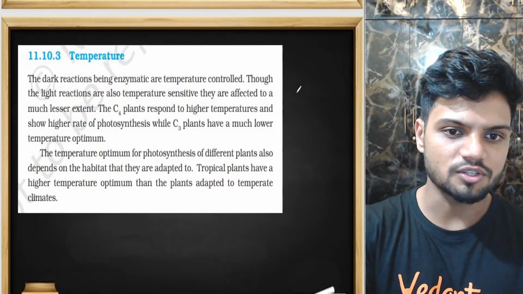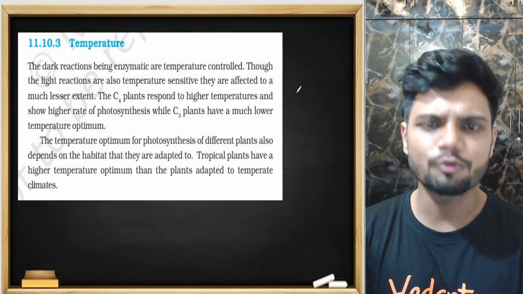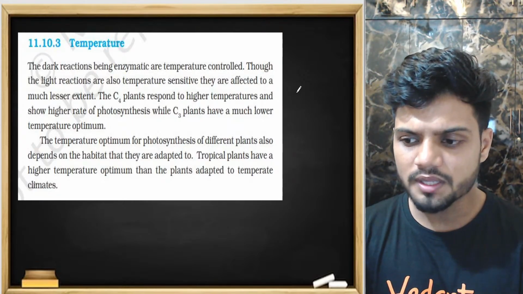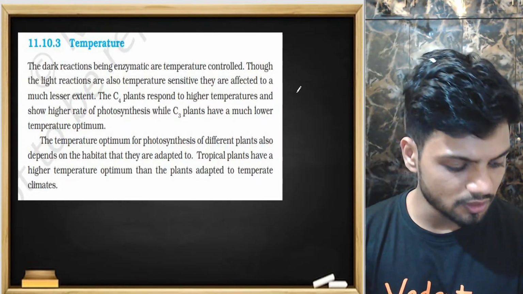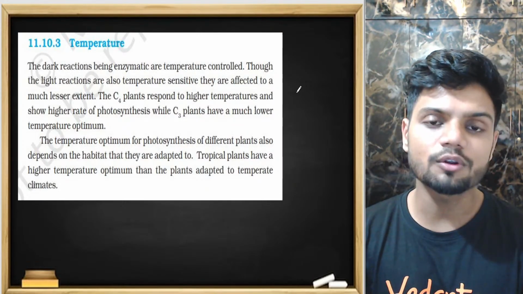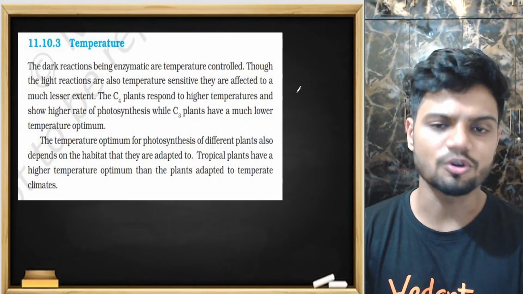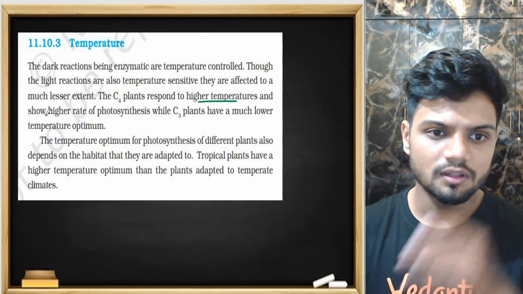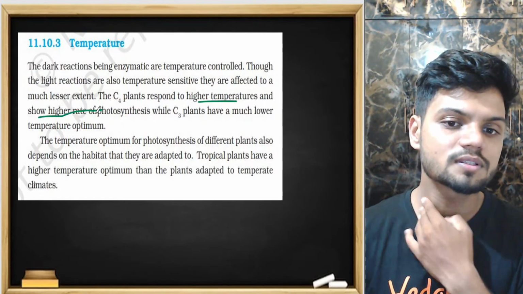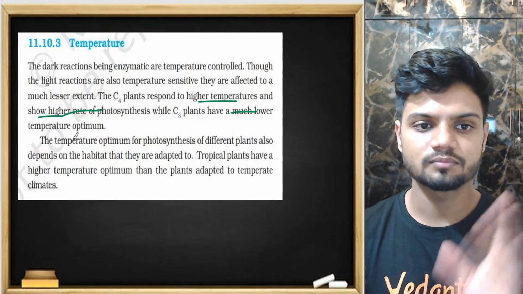Now, the next one is temperature. All of you know, right? Enzymes are basically a type of protein, right? And proteins get denatured at high temperature. They get inactive at low temperature. The same thing will happen with all the enzymes also. At high temperature, they will decrease the rate of photosynthesis. Yes. And even low temperature will also decrease it.